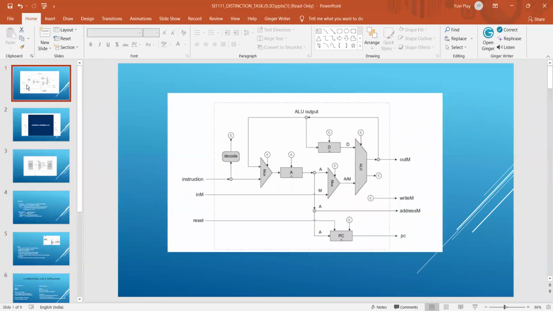Hello everyone, today I'm going to discuss the Hack CPU architecture. The Hack CPU diagram includes 3 inputs and 4 outputs. Inside the CPU, there are several components such as the A register, D register, ALU, and program counter. In order to understand the Hack CPU diagram, for the time being, we will forget what is inside the CPU.